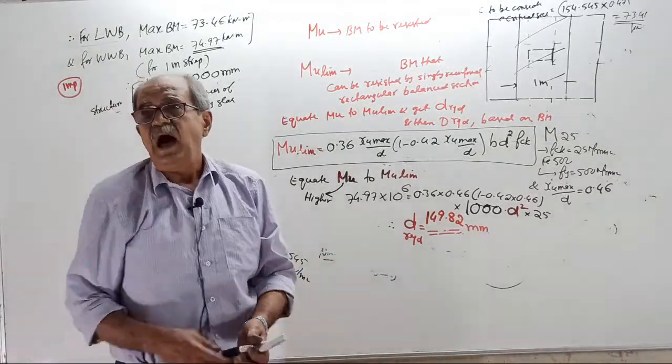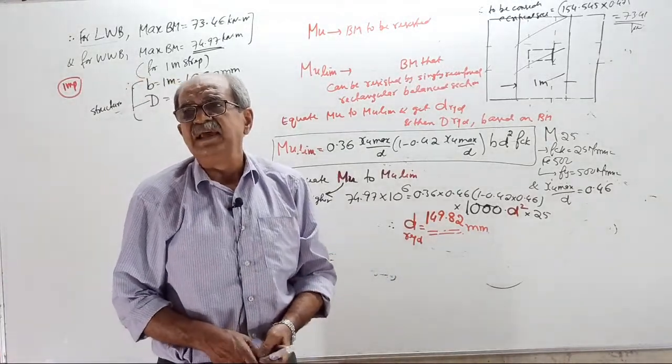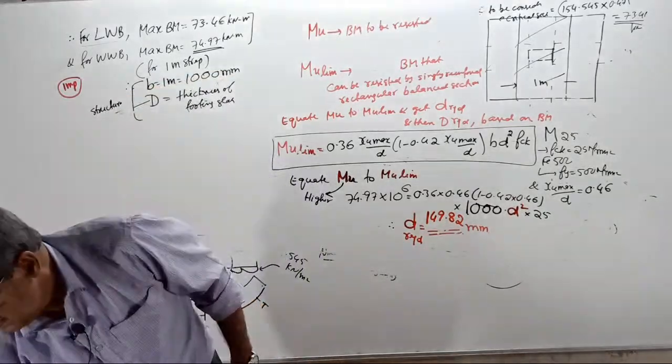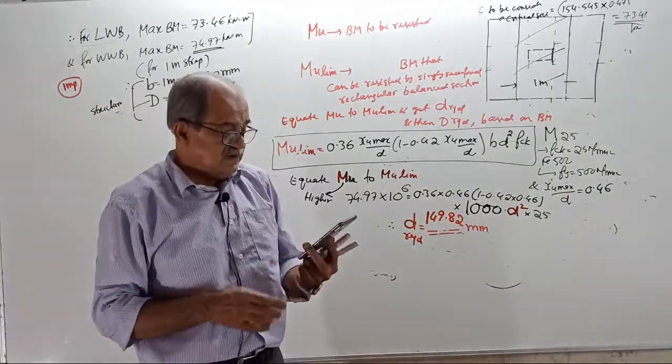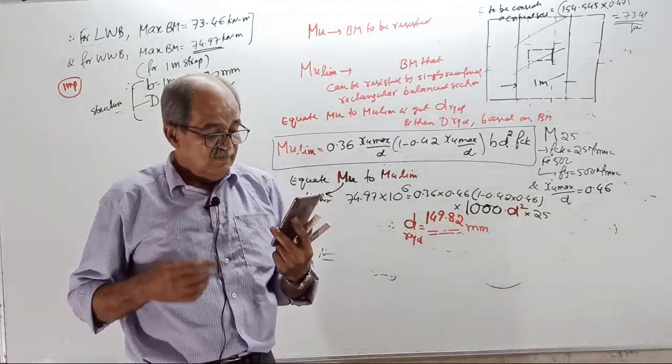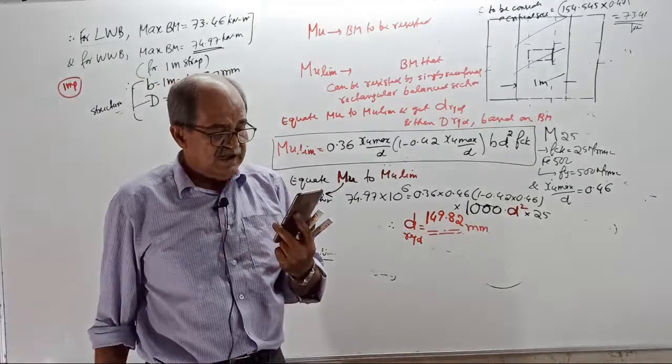Now tell me, up to here everything clear? Up to here everything clear means one important point. Clear or not?